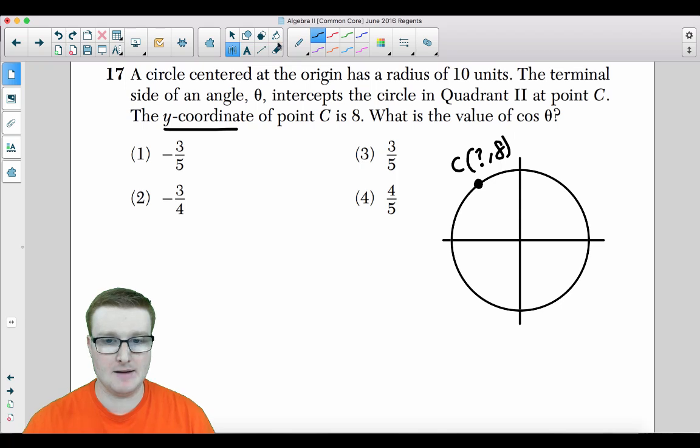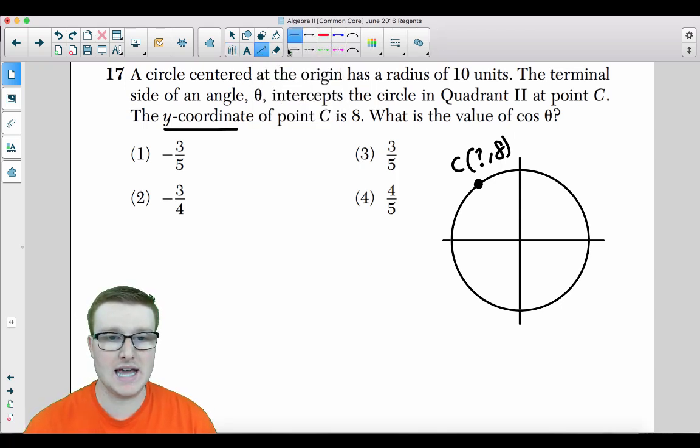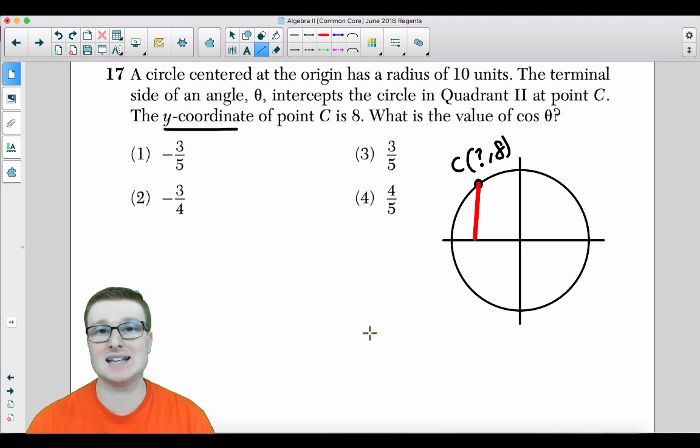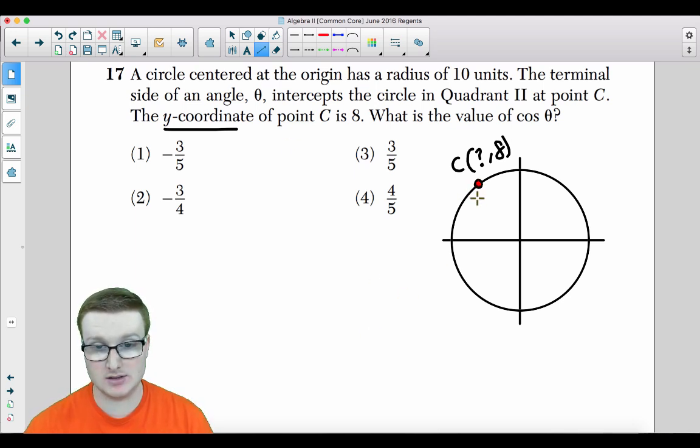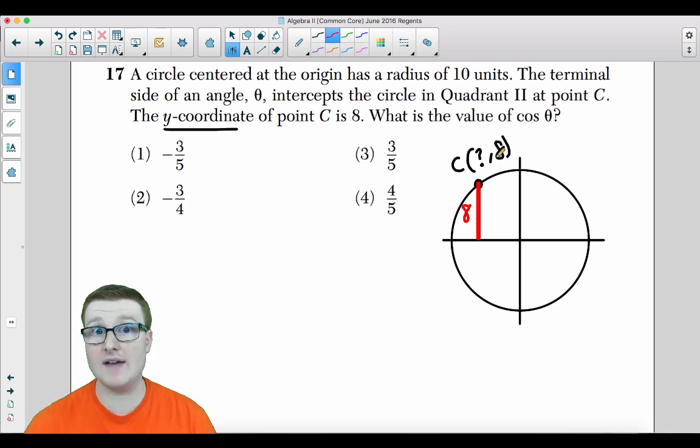Now, a couple things that you need to understand. When they tell you that the y value is 8, that means that your vertical height has to be 8 units. So this here is the number 8. That is your y value. If you start from the origin and go up by 8 units, that's your point right there. And that's just basic Algebra 1 graphing stuff.